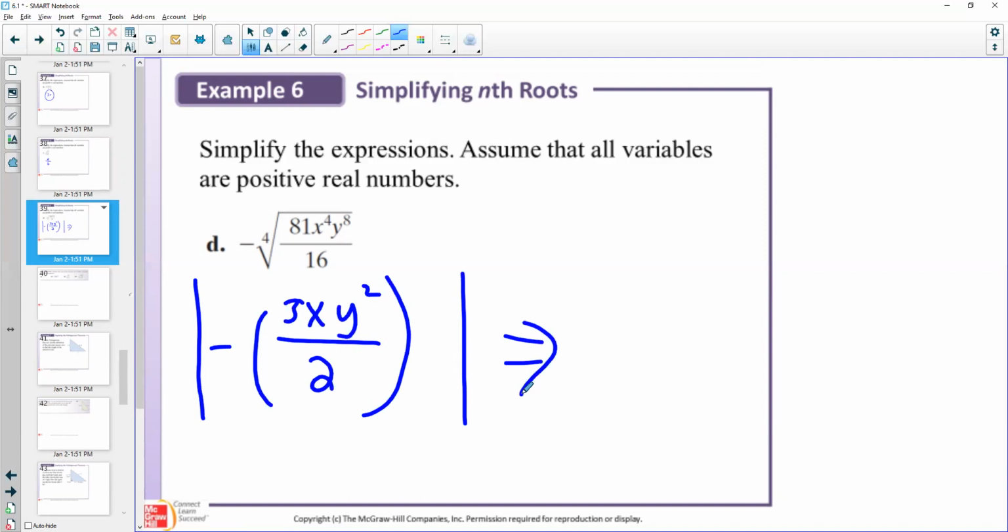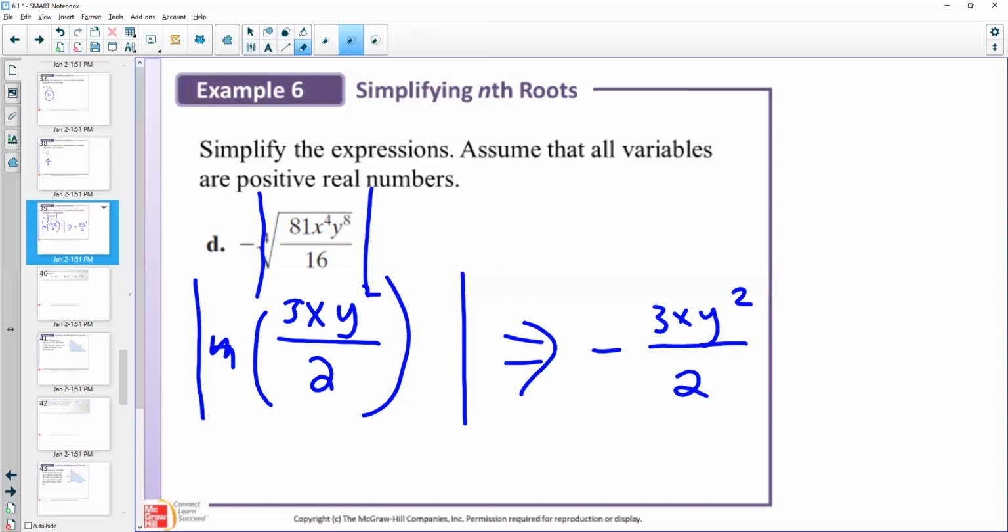Nope, the negative wasn't on the inside. I would be taking the absolute value of this, pardon me, and then the negative applies. So it really is negative 3xy squared over 2. So remember, in order of operations, let me put my parentheses in the right place, okay?